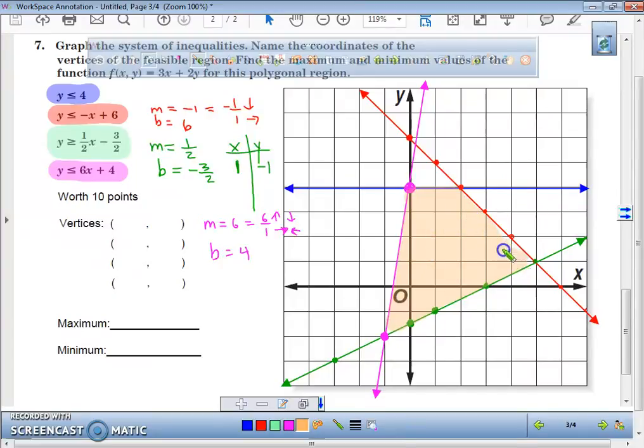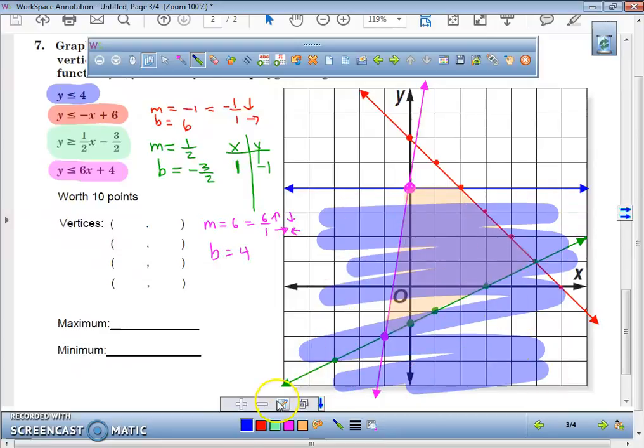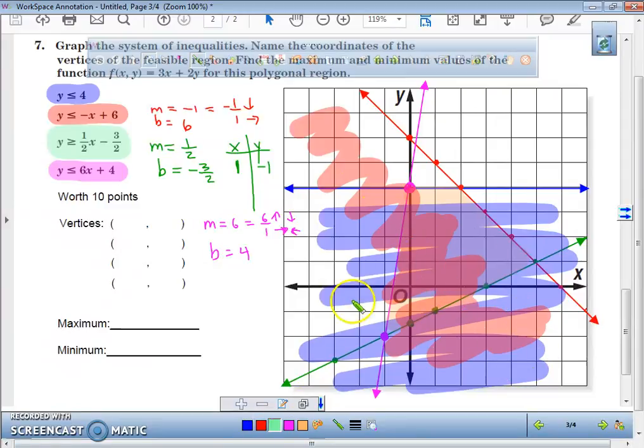Now, if you can't see that this is the solution region, once again, what I'm going to do really quickly here is I'm going to shade not everything, but just see where the blue is shaded. So the blue would be shaded everywhere below. The red would be shaded everywhere underneath. The green would be shaded everywhere above. And the purple would be shaded everywhere below. So right here, everywhere below.